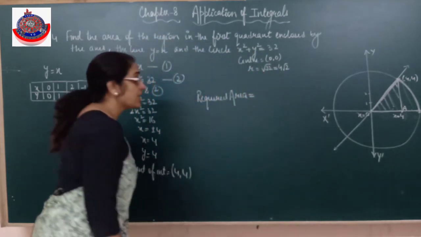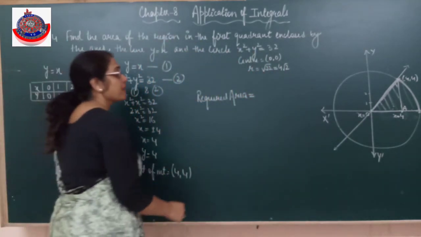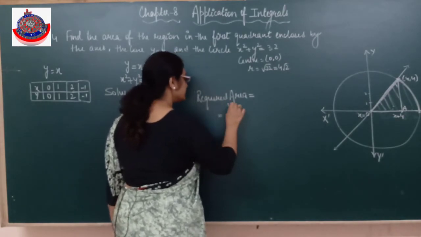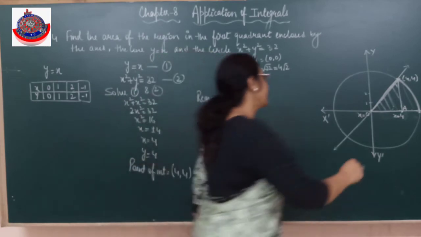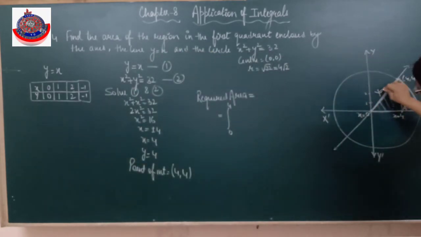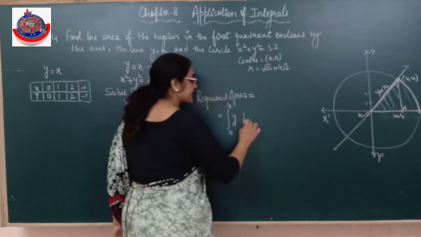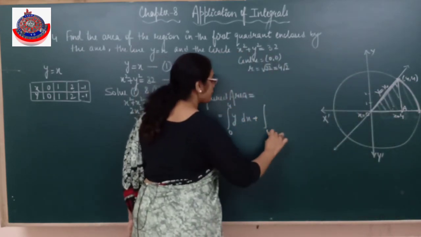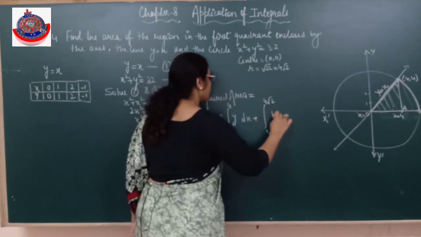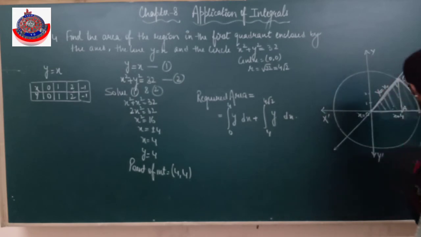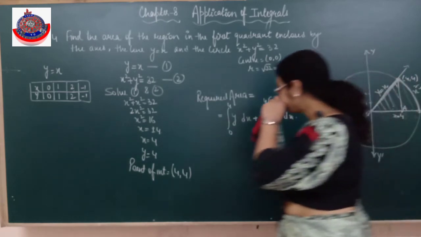That means my area would be, such kind of questions would be asked. My area would be the integral from 0 to 4, okay, this is the line, y dy dx, because we are taking limits in the form of x, and 4 to 4 root 2, y dx. That will be from this curve. This is very important. Is this clear?